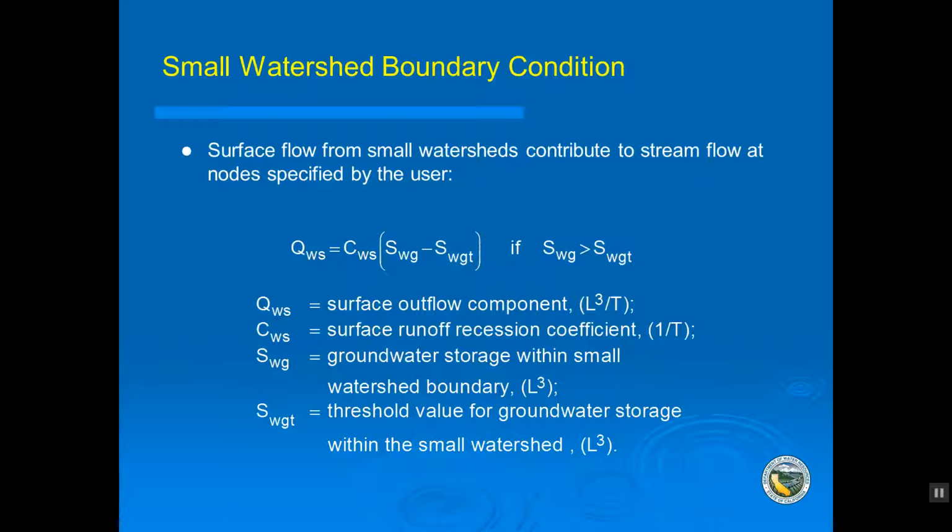For the surface flow contribution, we ask you to specify a threshold for the groundwater storage. Anytime the groundwater storage goes beyond that threshold, we look at the difference between your actual groundwater storage in the small watershed and that threshold, and we multiply that difference with another recession coefficient, and we say, okay, this now is the surface flow. It's almost like the groundwater return flow onto the surface in the small watershed, which then becomes a surface boundary inflow to your model area.